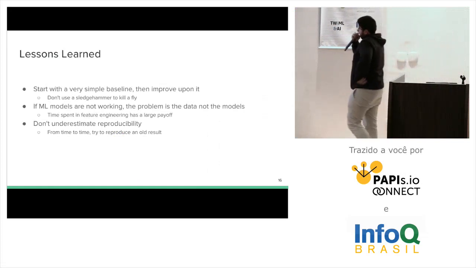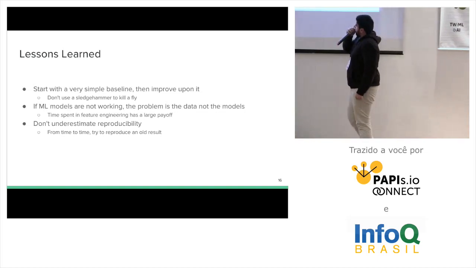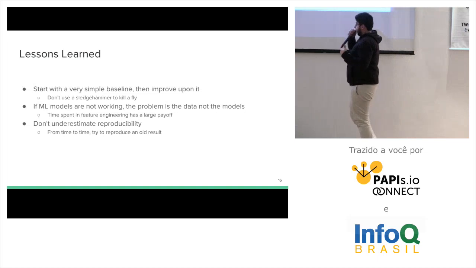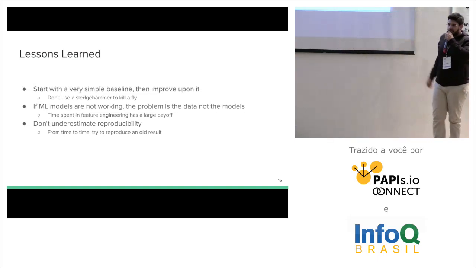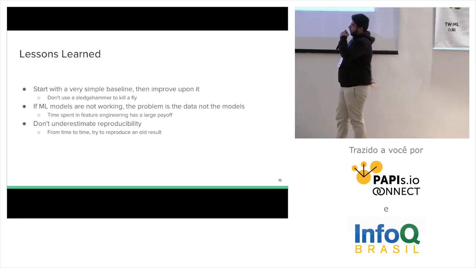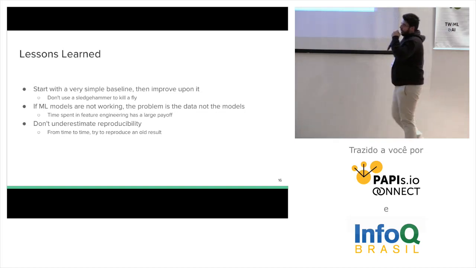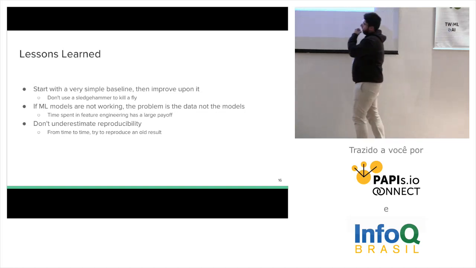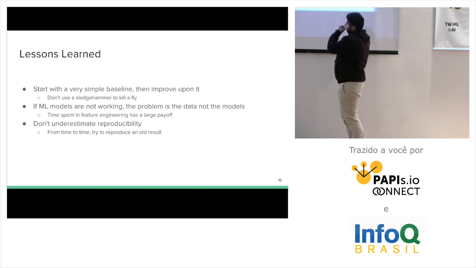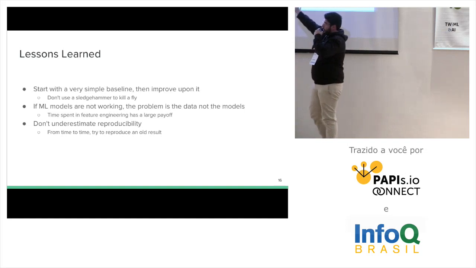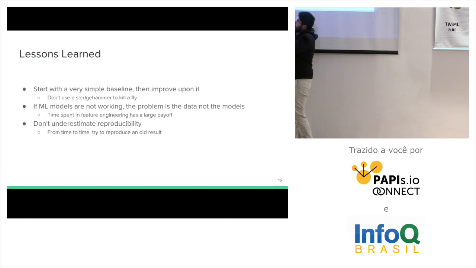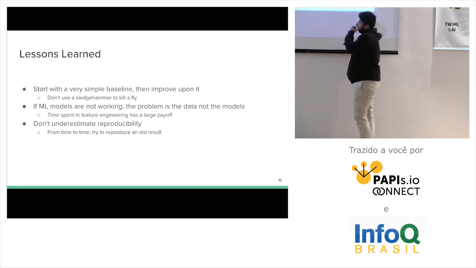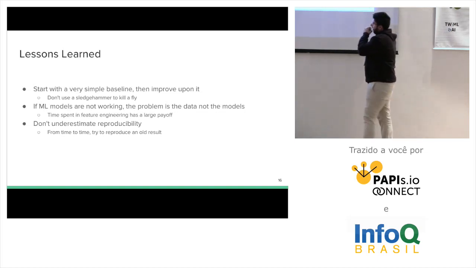Just to finalize, a few things that we learned from this project. Please don't use deep learning or whatever fancy method when you don't need it. Start with a very simple baseline, like a linear regression or a mean, for instance, and then improve on that. The second thing: if your machine learning case is not working, probably the problem is not the model, it's the data that you are trying to fit. For instance, try to collect more recent data, do some sampling of your data set and check if the labels are correct. Estimate the noise in the labels, and spend some time on feature engineering. It has a large payoff.